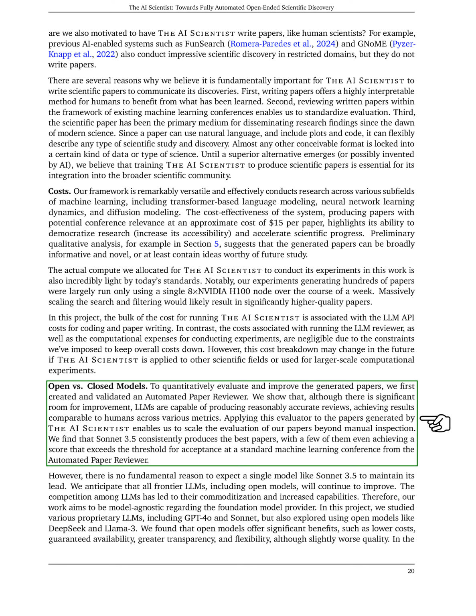To evaluate and improve the generated papers, we developed an automated paper reviewer. While there is room for improvement, our findings indicate that LLMs can produce fairly accurate reviews, comparable to human evaluations. This allows us to assess the papers generated by the AI scientist more efficiently. We found that Sonnet 3.5 consistently produces the best papers, with some even meeting the acceptance criteria for standard conferences.